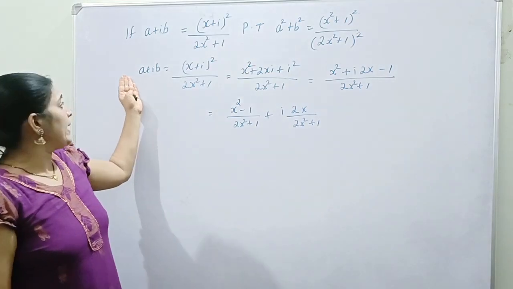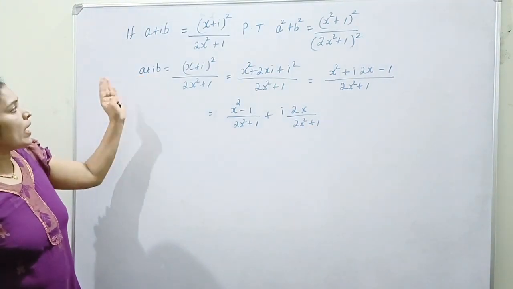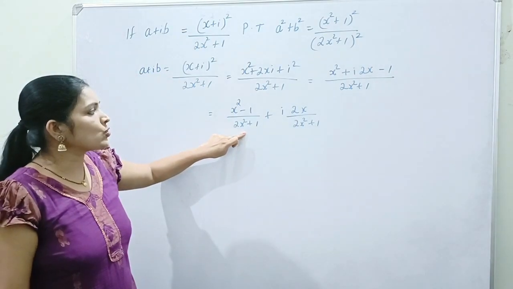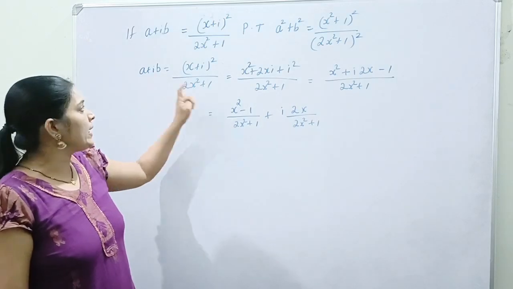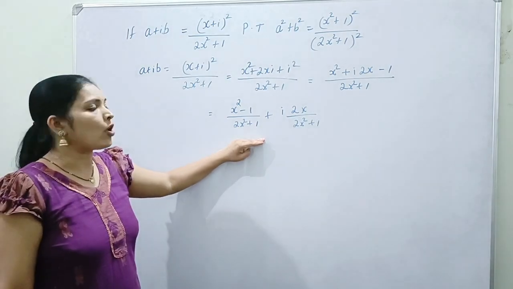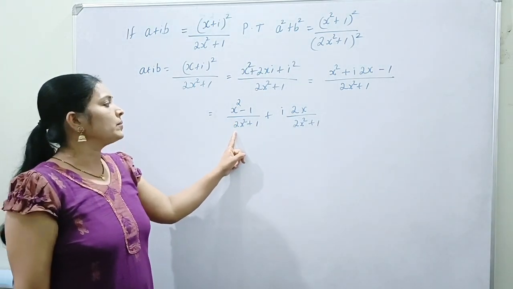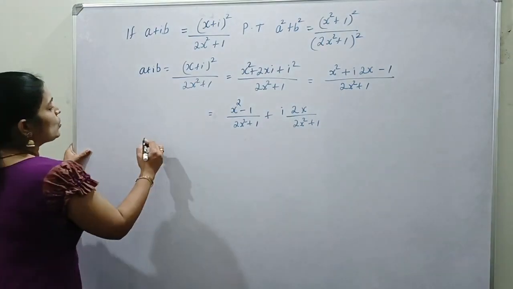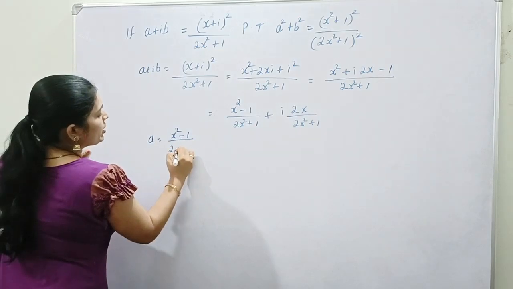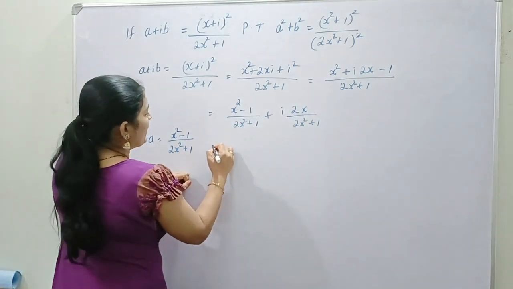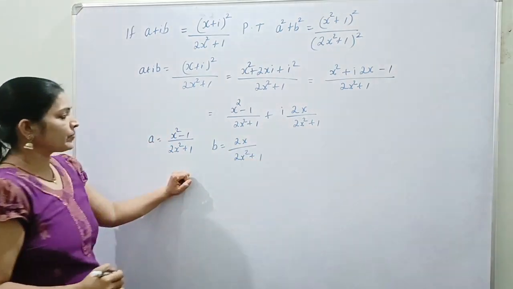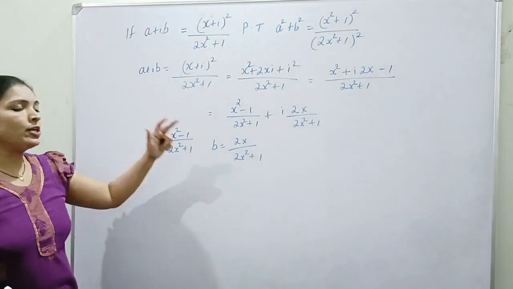On the left side, in LHS, a plus ib. Now comparing on both sides, here a is equal to (x square minus 1) divided by (2x square plus 1). The real part of this complex number is a, and on the right side the real part of the complex number is (x square minus 1) divided by (2x square plus 1). So therefore a is equal to (x square minus 1) divided by (2x square plus 1), and b is equal to 2x divided by (2x square plus 1). See, now we have got a and b.